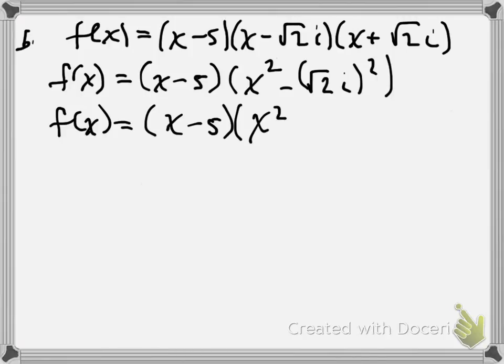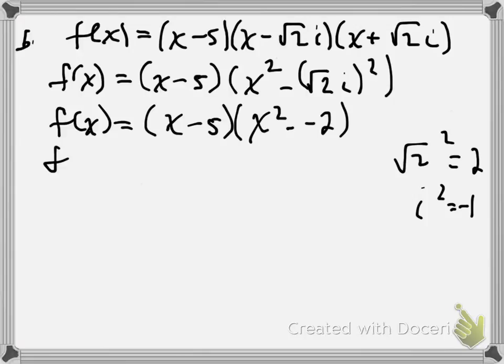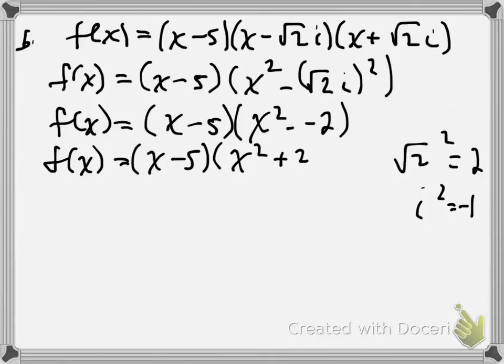Now I have the square root of 2 squared, so the square root of 2 times the square root of 2 is the square root of 4. The square root of 4 is 2. Right, and then i squared equals negative 1. So 2 times negative 1, so I'm going to be subtracting a negative 2. So f of x equals x minus 5 times x squared plus 2.